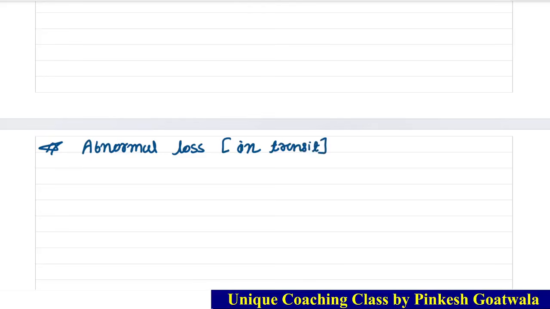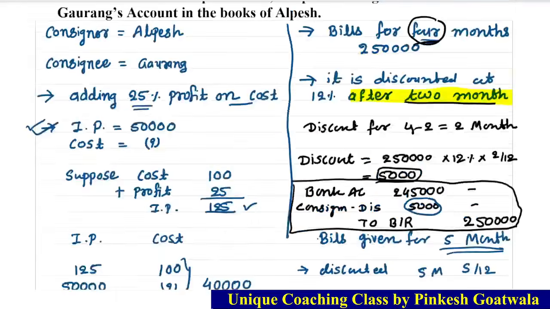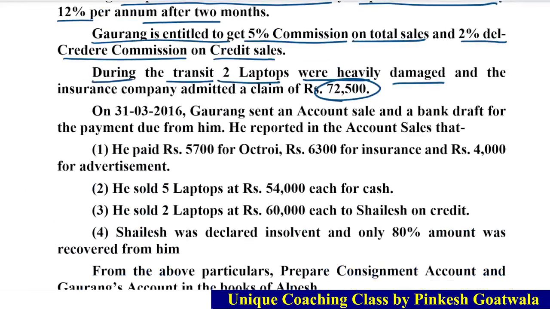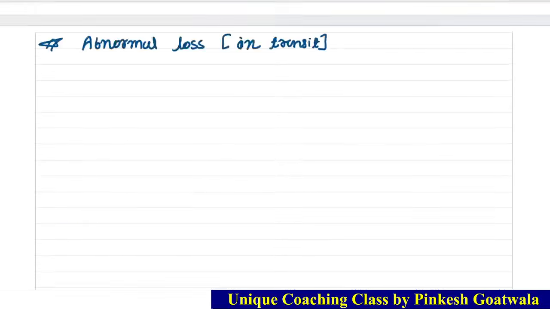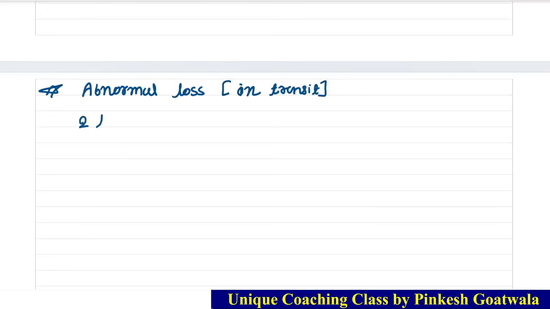Also remember this. Read each and every point. Look here: during the transit, on the way, રસ્તામાં, કદાચ રસ્તામાં એક્સિડન્ટ નહીં થયું હોય, એક્સિડન્ટ પણ થઈ શકે છે, પણ ઘણીવાર ટ્રાફિક હોય ને પછી બ્રેક અચાનક મારી દે ને એમાં કદાચ આમ તેમ ખસી જાય ને લેપટોપને લોસ થઈ શકે, ખરાબ થઈ શકે, તૂટી શકે છે. That's the point. So 2 laptops were heavily damaged and the insurance company claimed 72,500. How many laptops damaged? 2 laptops. કેટલા લેપટોપ ડેમેજ થયા? 2 laptops.